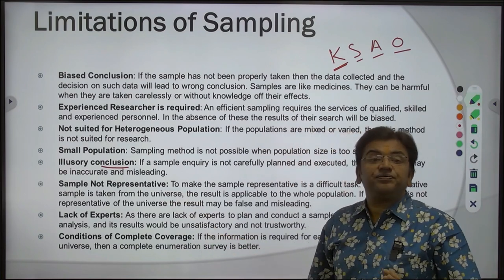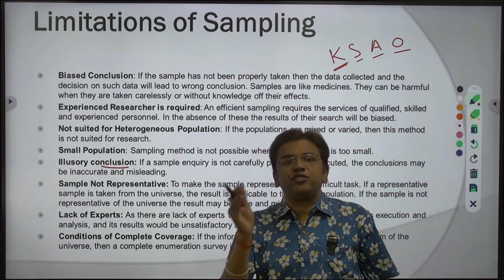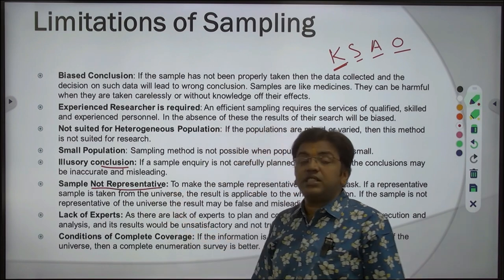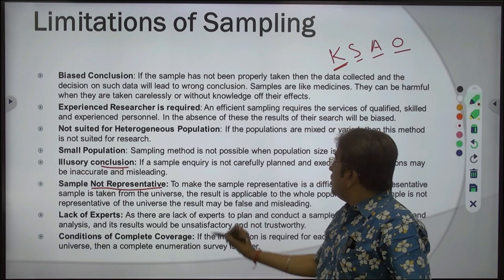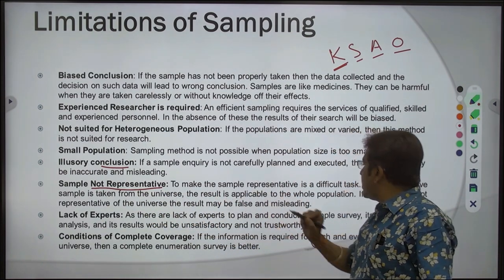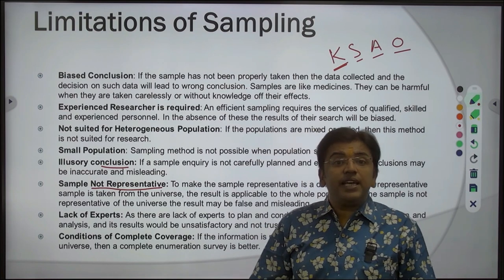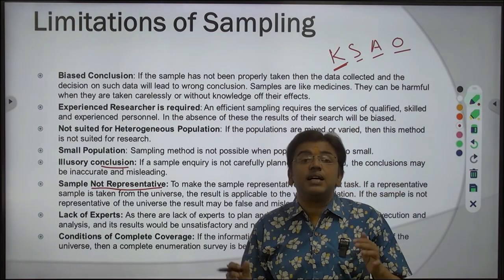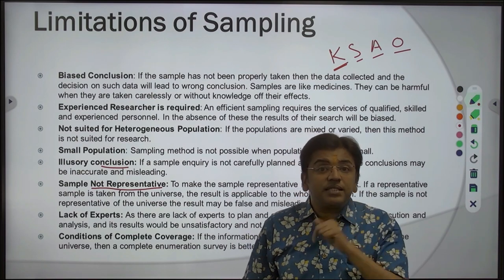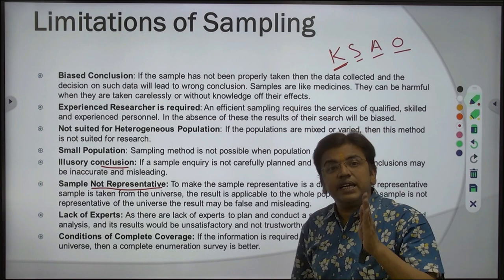Sample not representative. As I have told you, always go with the probability method of sampling because it's a scientific method of collection of data. Right? So sometimes we have a sample which is not representative of the whole population, the whole universe, then there is a problem. To make the sample representative is a difficult task. If a representative sample is taken from the universe, the result is applicable to the whole population. If the sample is not representative of the universe, the result may be false and misleading. Again, if your population and your sample have the same characteristics, your result will be up to the mark.